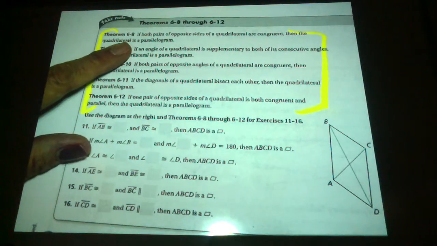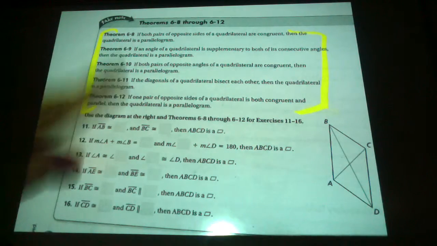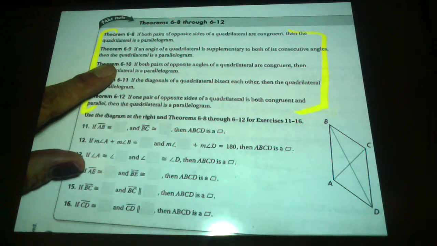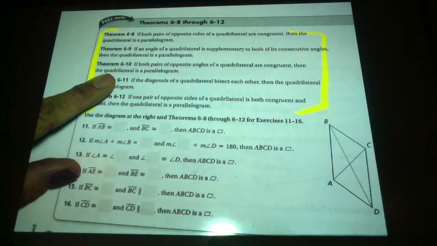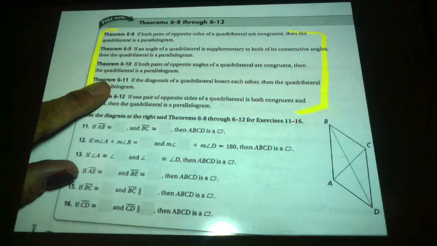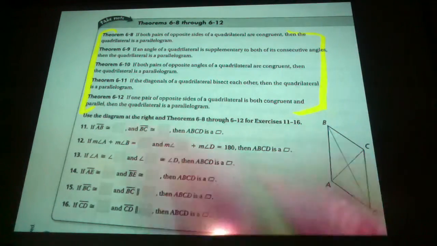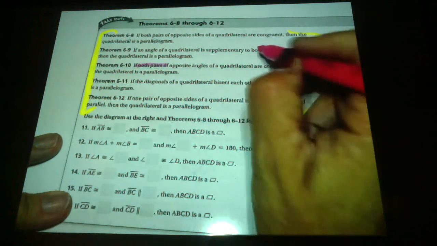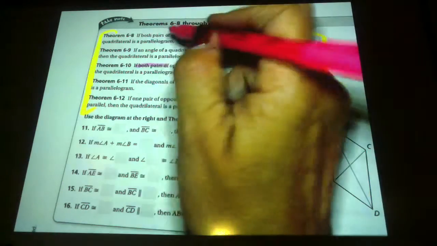If both pairs of opposite sides of a quadrilateral are congruent, then the quadrilateral is a parallelogram. If an angle of a quadrilateral is supplementary to both of its consecutive angles, then the quadrilateral is a parallelogram. If both pairs of opposite angles of a quadrilateral are congruent, then the quadrilateral is a parallelogram. And notice that it says both pairs, not just one pair, but both pairs. And on this one it says both of its consecutive angles. Those are key things. On this one, both pairs.